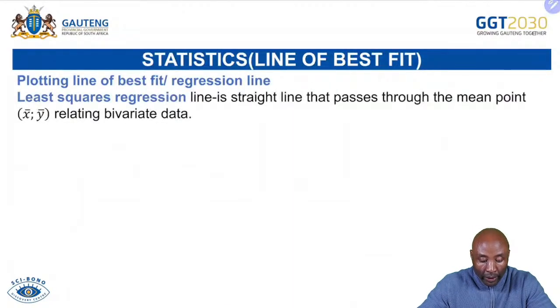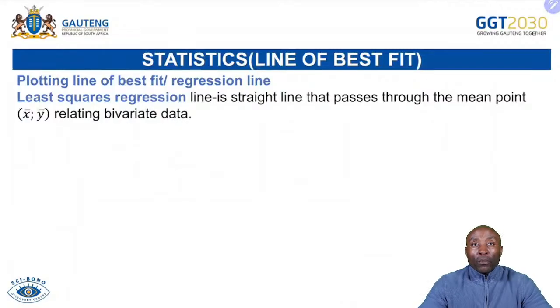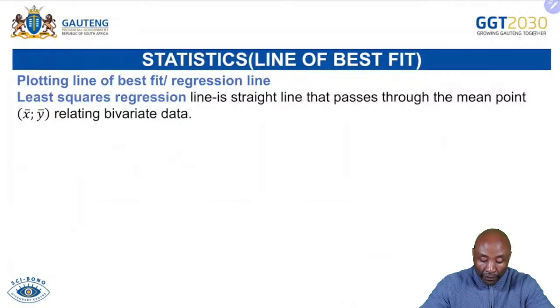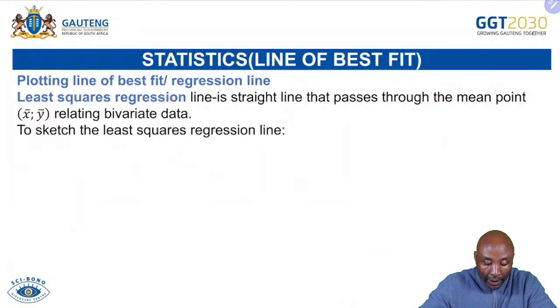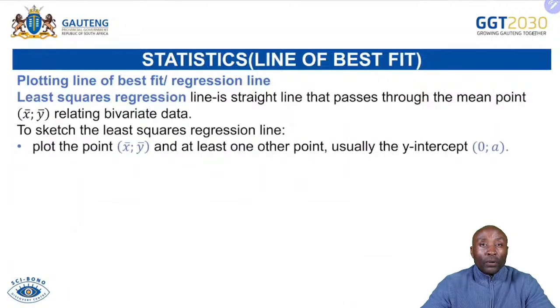Now, we are going to plot a line of best fit, and I've indicated that this is a straight line which passes through the point where we have the mean for the variable x and the mean for the variable y. And to sketch it, we need 2 points.